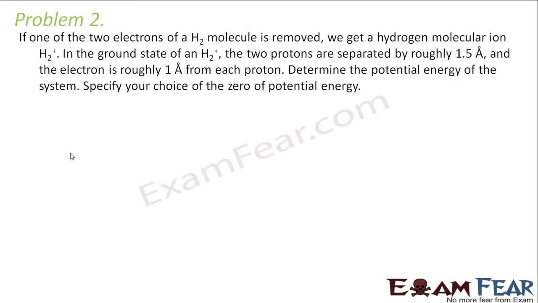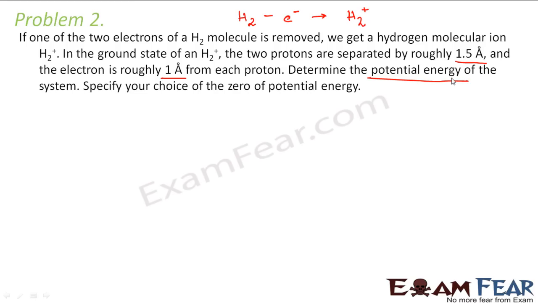It says if one of the two electrons of a hydrogen molecule is removed, we get a hydrogen molecular ion. Let us suppose this is your hydrogen molecule. Now if you remove one electron from this, what do you get? You get a hydrogen molecular ion with a positive charge, right? Because it is losing one electron. In the ground state of a hydrogen molecular ion, the two protons are separated by roughly 1.5 angstrom and the electron is roughly 1 angstrom from each proton. Determine the potential energy of the system. Specify your choice of the zero of potential energy.